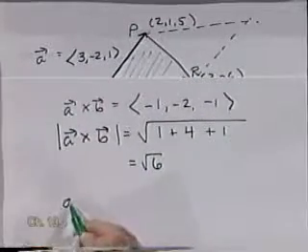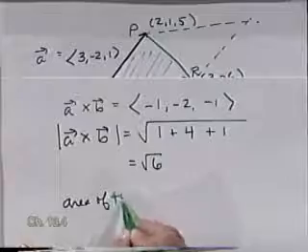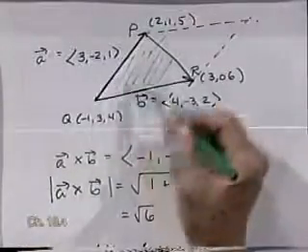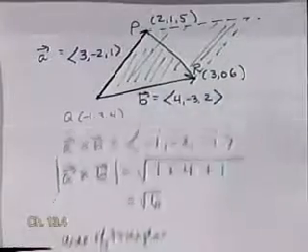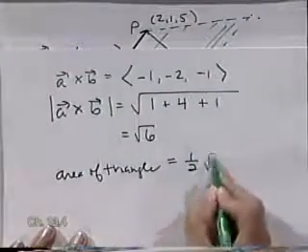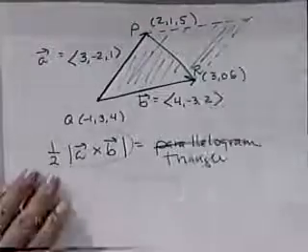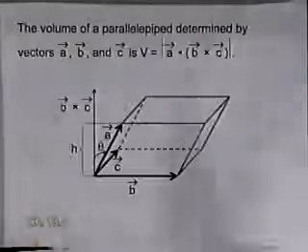So the area of the triangle, since the magnitude of A cross B gave you the area of that whole parallelogram, the triangle is just 1/2 of it. It'll just be 1/2 times the square root of 6. Okay? All right, one more thing we need to do before we call it quits.